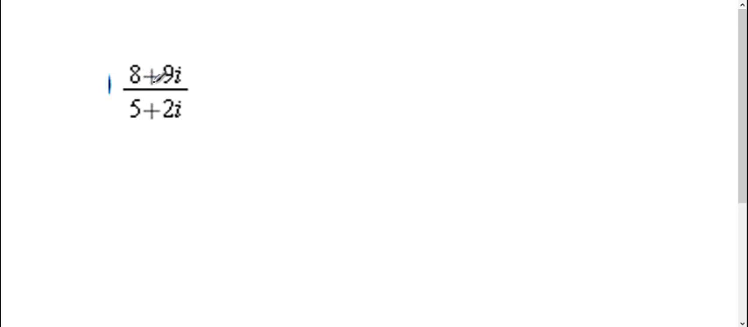All right, so here we have (8 + 9i) over (5 + 2i). We can't just start crossing stuff off because this goes together and that goes together. You can't cross one thing off, or you have to cross the whole entire thing off. So when we're talking about fractions here, we can't have an i on the bottom.